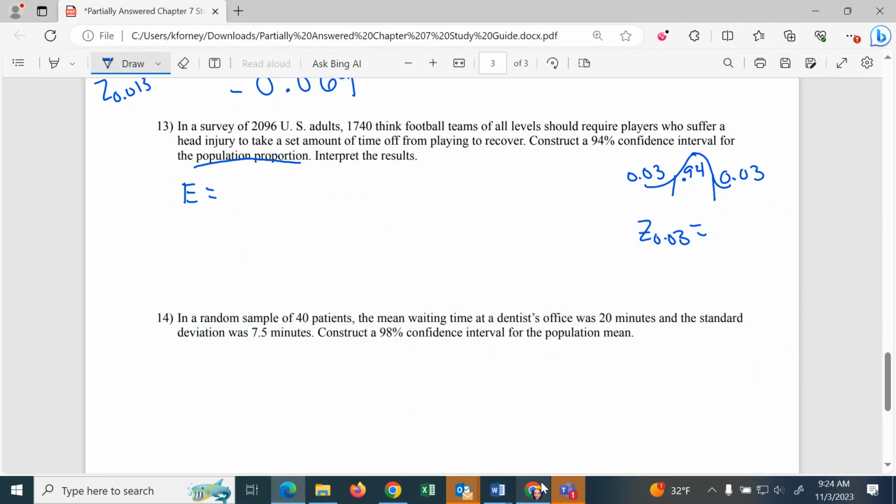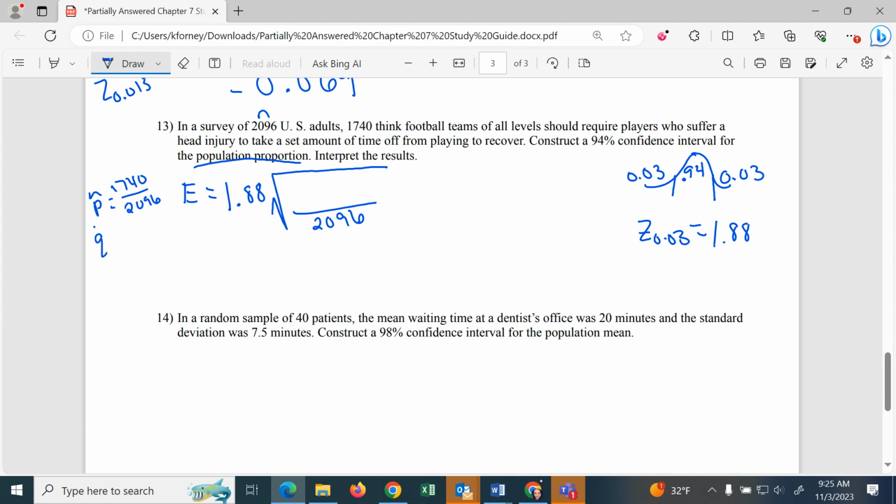That is 1.88. So that is 1.88 times... I know it tells me in a survey, this is my N. Now, it says 1,740 think that they should take time off.